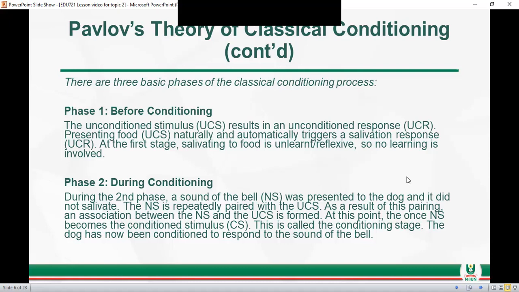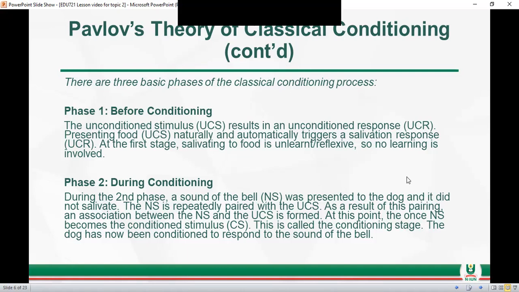But the neutral stimulus, that is the sound of the bell, is repeatedly paired with the food, the UCS. And as a result of this pairing, an association between the NS and the UCS is formed. I'm going to be using the abbreviations henceforth. You know what NS is? So the dog was able to form an association between the ringing of the bell, that is the NS, and the food, which is the UCS.